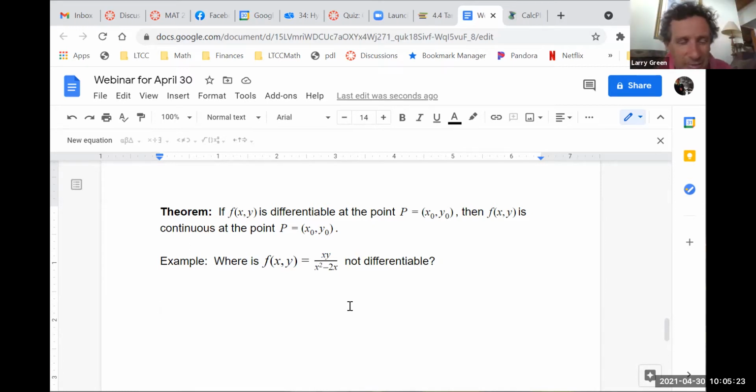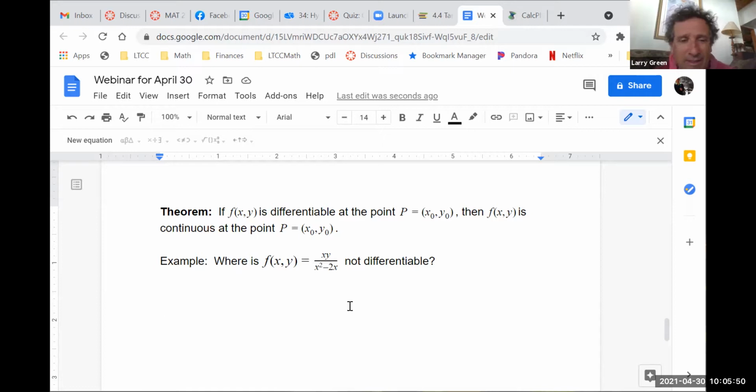Anywhere else that's not differentiable? You mean 0, 2, hopefully? It's got to have an x and y, yeah. So x equals 0, y equals 2 is still not differentiable. X equals 0, y equals anything is not differentiable, okay?